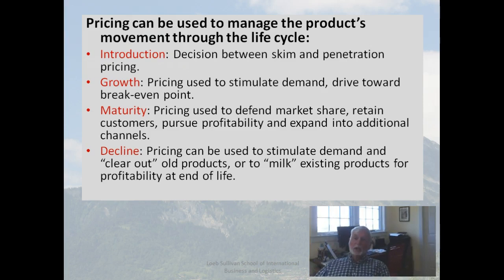When we get to maturity, pricing might be used to defend from other people entering the market, or it might be used to expand profitability because we are a dominant player and we have a mature product. So we're not going to grow it much more, but maybe we can get some of that cash cow money. We can earn more money by driving prices up a little bit. And then decline, pricing can be used in sort of opposite ways. One, to clear out old products and stimulate demand, we can drop price, or we can keep price high to get additional profitability as the product nears the end of its life.